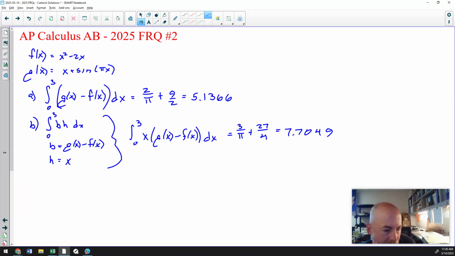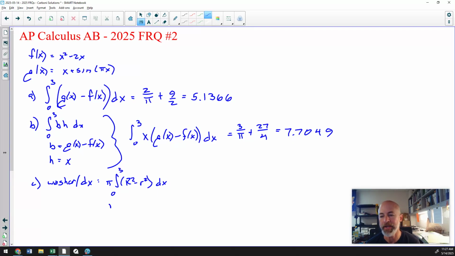Number C, write but do not evaluate an integral expression for the volume. This is just a good old classic area volume question. All right, rotating this around the horizontal line, y equals -2. So this is going to create a washer. This will be a dx problem. And the volume of a washer is pi, antiderivative of big R squared minus little r squared. We are still going from 0 to 3.